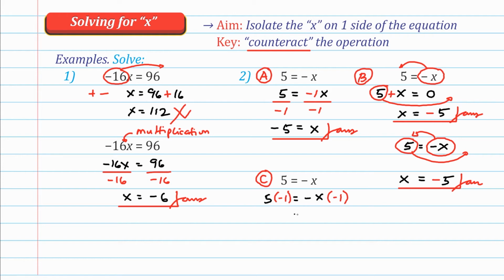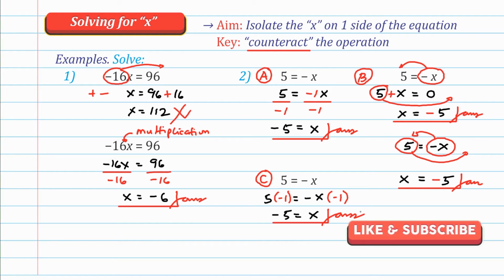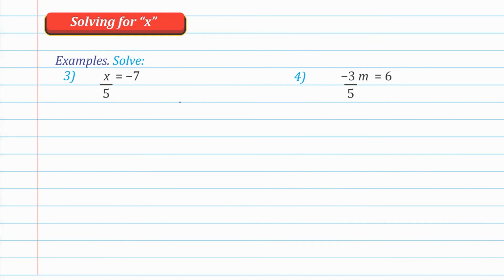Therefore, we now have negative x times negative 1 is positive x. 5 times negative 1 is negative 5. So there's another way of solving. As you can see, there are many ways of solving as long as you follow these rules correctly, then you should have the same answer. Let's answer some more problems. Let's look at example number 3.